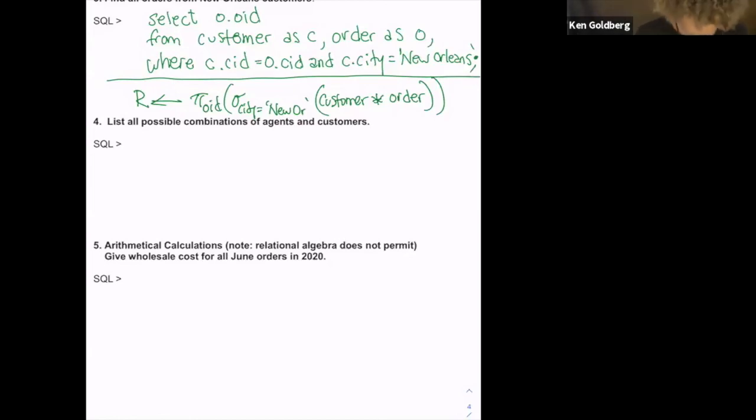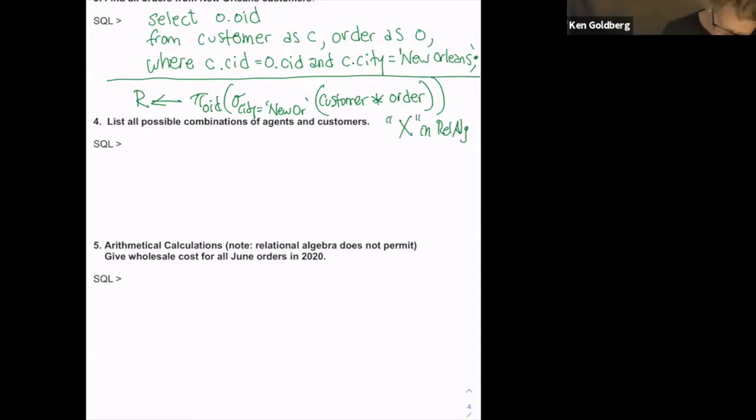Okay, good. So now let's go into all possible combinations of agents and customers. And we know what that would be. I won't write it out, but what's the operator that you would use if you wanted all possible combinations in algebra? Come on, you guys, you remember that. All combinations of two relations, what do we use there? Cross product. Cross product. Good, okay, great. Cross product, right? In algebra, in relational algebra.